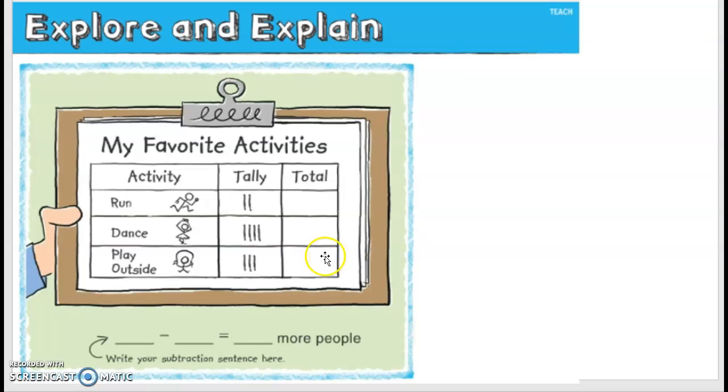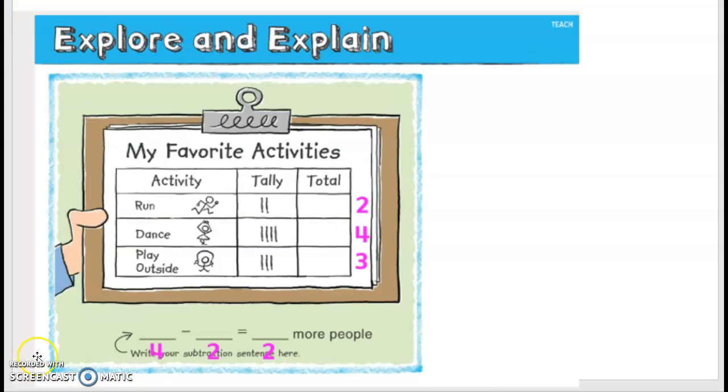So if we were to ask the question, how many more people like to dance than to run? We could write a subtraction sentence here. We put the number of people that like to dance, 4, minus the people that like to run, 2. And then we find how many more people like to dance than to run. The answer was 2, because 4 minus 2 equals 2.